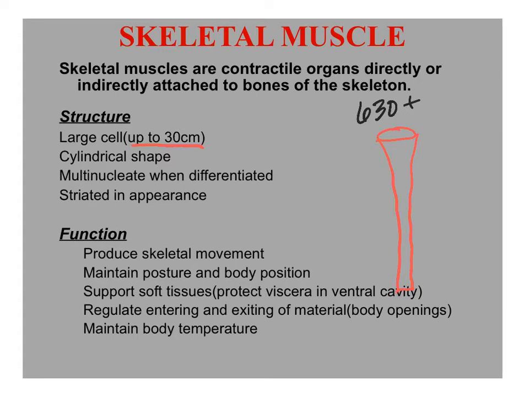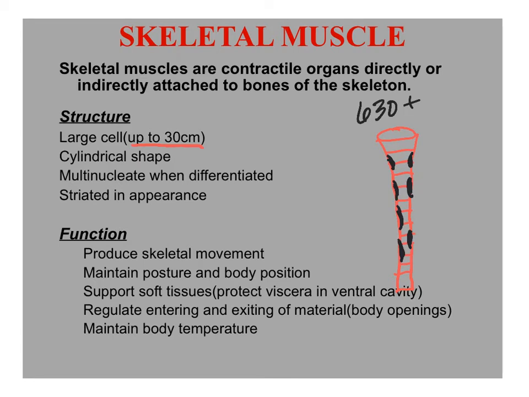So they're cylindrical in shape. They will have striations like you saw in cardiac muscle, but cardiac muscle cells were a different shape. And these skeletal muscle cells are going to be multinucleated. They're going to have multiple nuclei. And those nuclei are going to be located around the periphery, around the edges, kind of like ants on a log or insects crawling on a log. They're only crawling on the bark of the log.